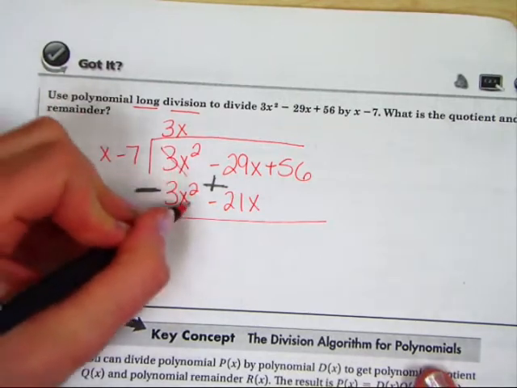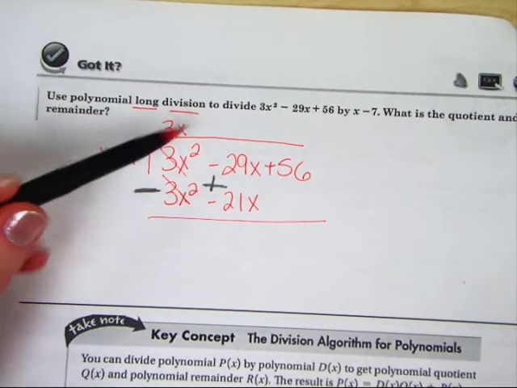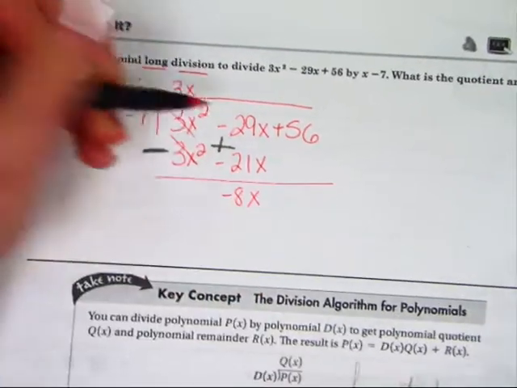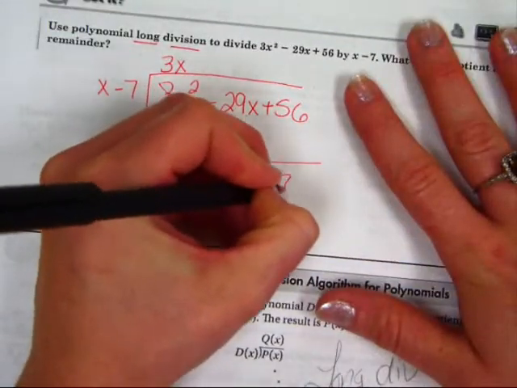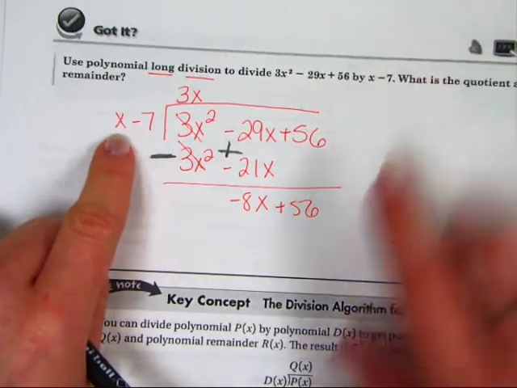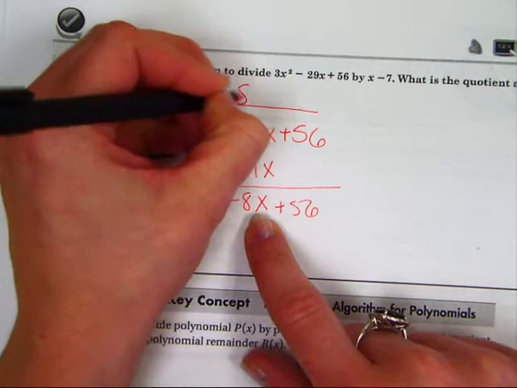The reason we change our signs is just like normal old school division, so those cancel out, and you end up getting a negative 8x, because negative 29 plus 21. And you bring down your 56. Next we ask ourselves, what does x need to become negative 8x? It needs a minus 8.